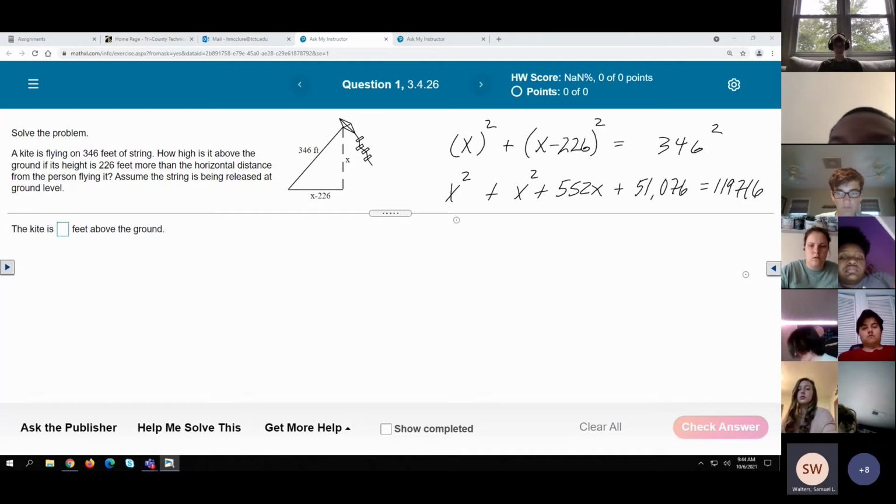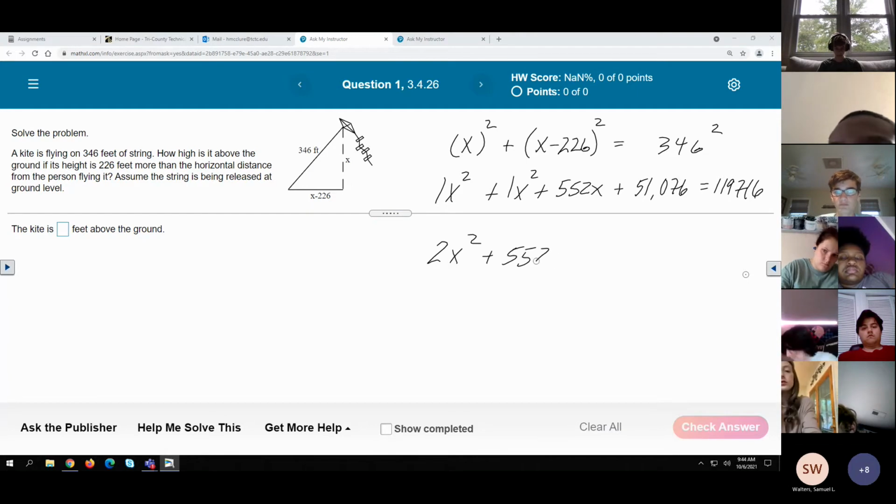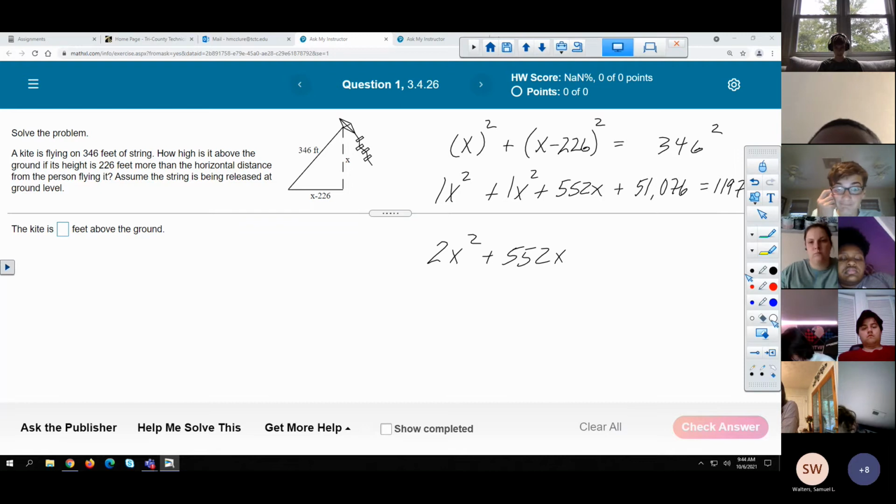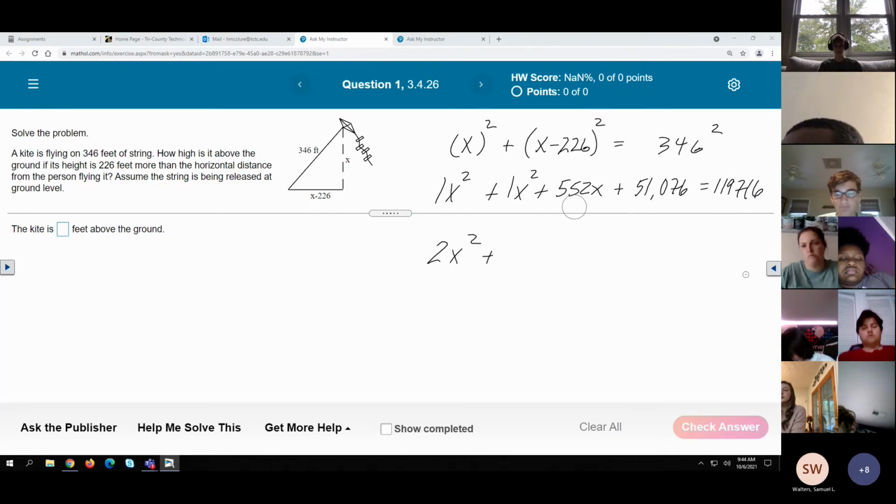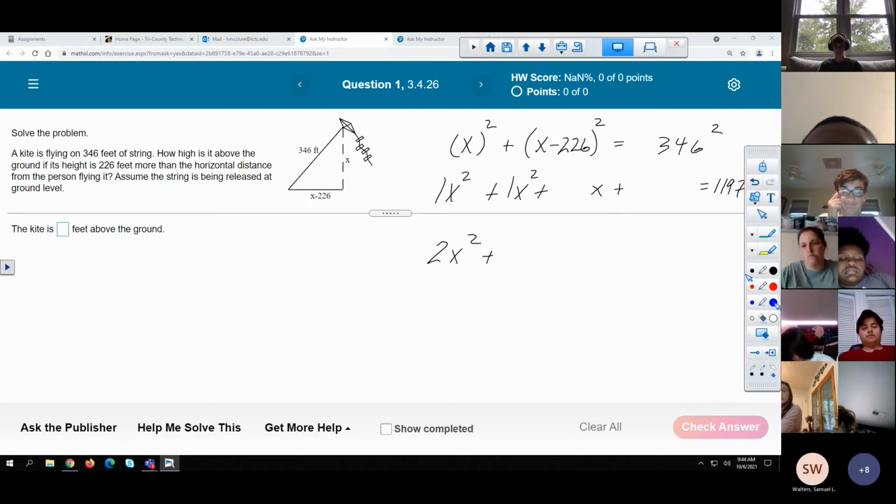Okay, so this is 1x and 1x, that's 2x squared. And then the 552x should be 452x. What? It should be 400 instead of 500. Oh, well then that changes everything. I thought it was 452. Maybe that's where I made my error the other day. All right, let's change that, and it's going to change all of this. It's supposed to be 452.